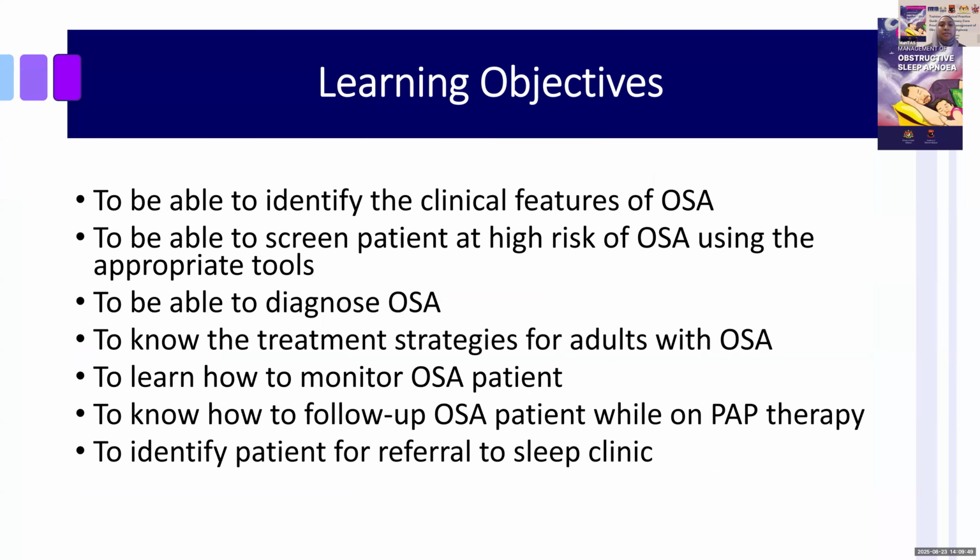What are my learning objectives for today? First is to be able to identify the clinical features of OSA, to be able to screen patients at high risk of OSA using the appropriate tools, to be able to diagnose OSA, and to know the treatment strategies for adults with OSA. Next, to learn how to monitor OSA patients and to know how to follow up OSA patients while on CPAP therapy. Lastly, to identify patients for referral to sleep clinic.